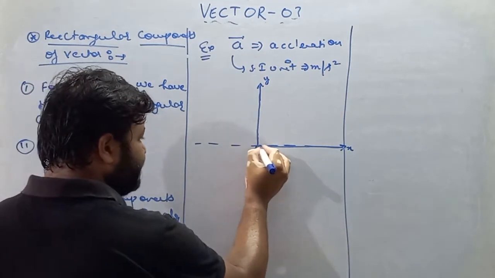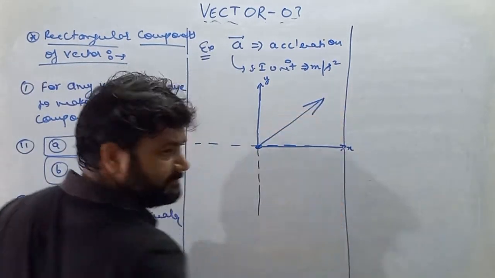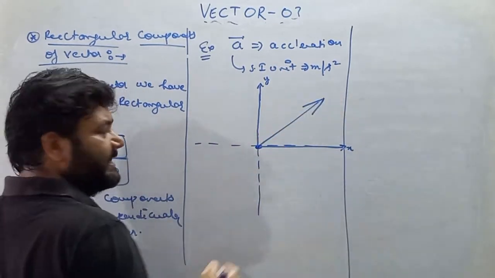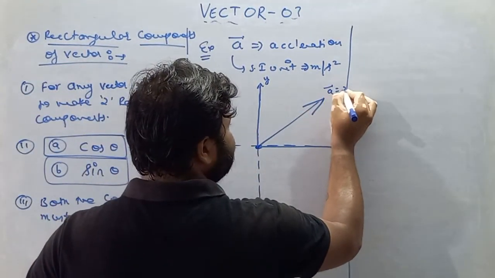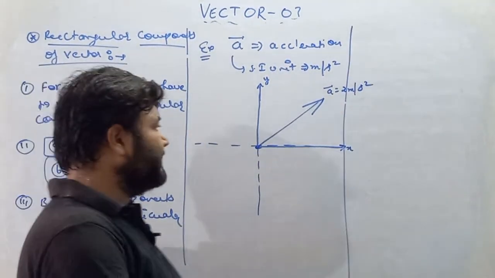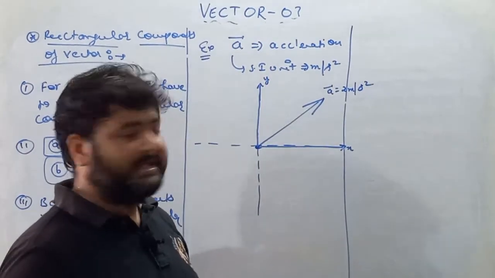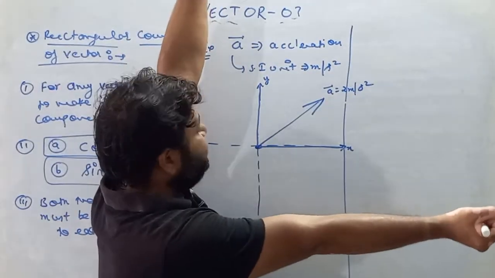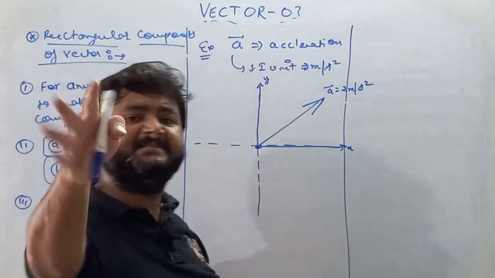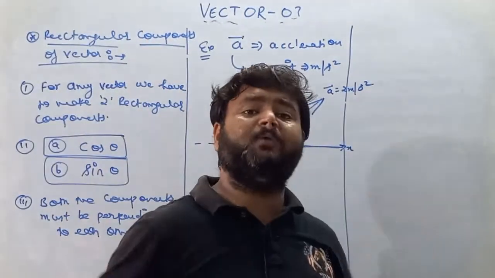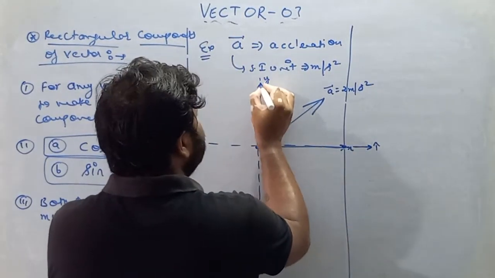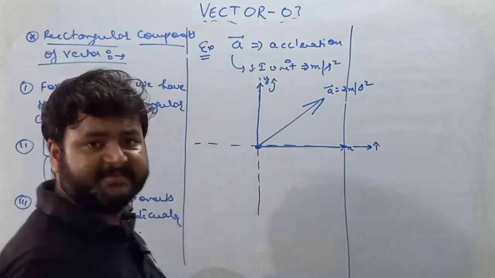Let's suppose a particle is moving like this. This is our particle's direction of motion. Let's suppose this particle is moving with an acceleration of 2 meter per second square. Now see, my dear student, acceleration is a vector quantity and this acceleration lies between the x-axis and y-axis. If this acceleration lies along the x-axis, then there is no problem. We'll take 2 i cap, because along the x-axis the unit vector is i cap and along the y-axis the unit vector is j cap.